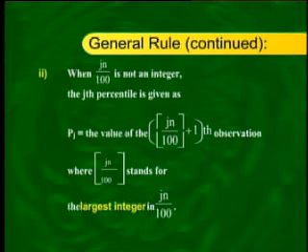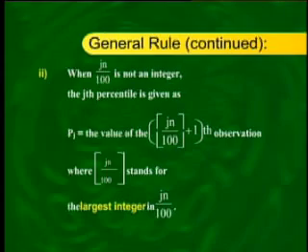But students, please note that I have a special type of bracket around jn over 100 in this particular expression, and this kind of an expression with this kind of a bracket stands for the largest integer in jn over 100. Now, students, let me explain this with the help of a simple example.